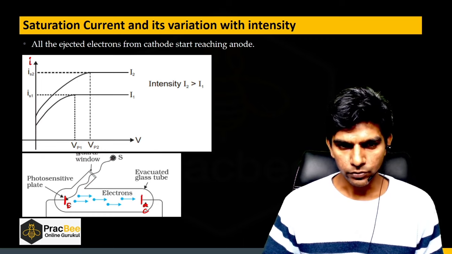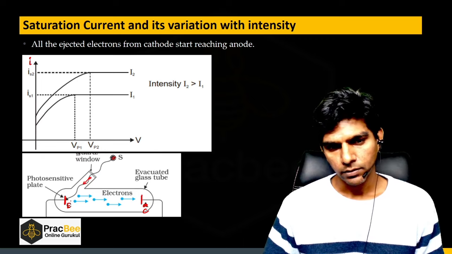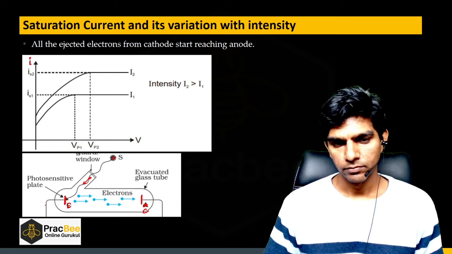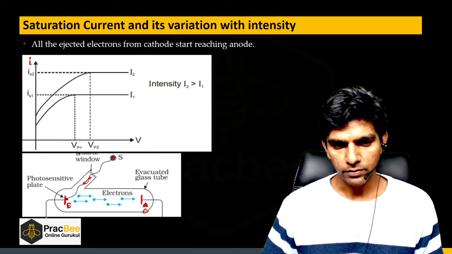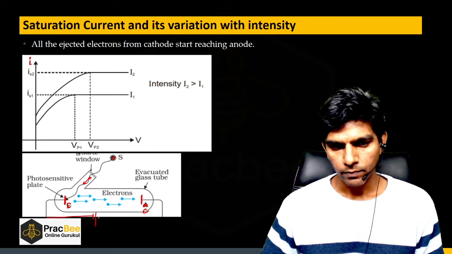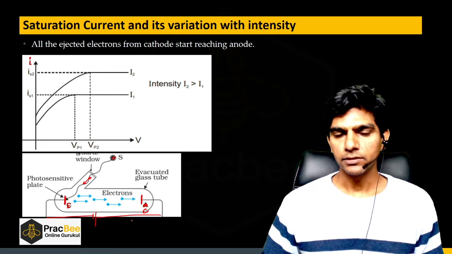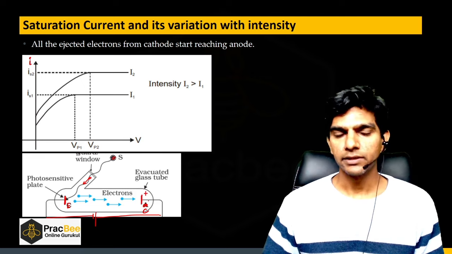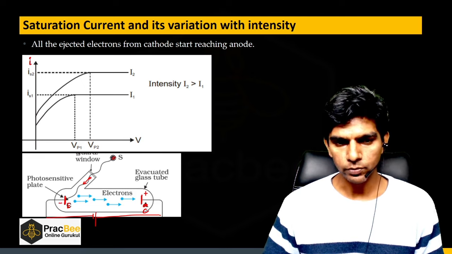And we incident photons on this emitter plate. Now what would happen? The electron will come out. And let us say we have a battery whose polarity is like this, and the collector plate is positively charged. You can say the collector plate is at high potential and the emitter plate is at low potential.